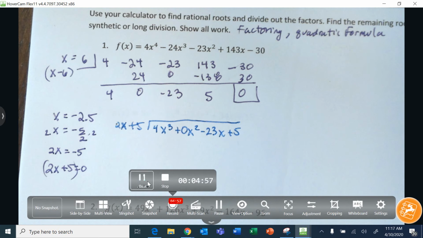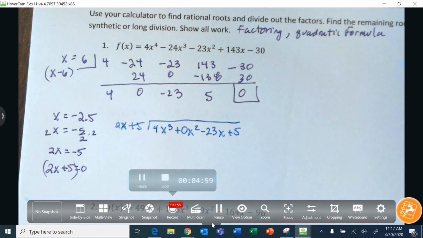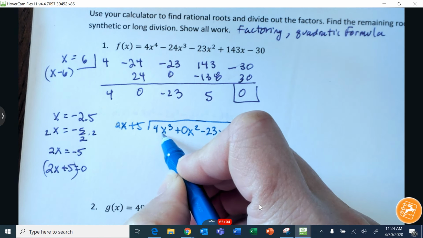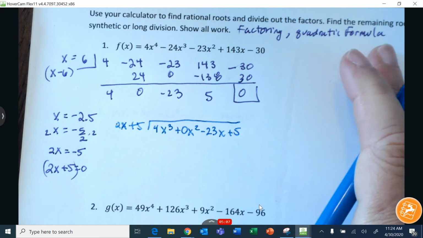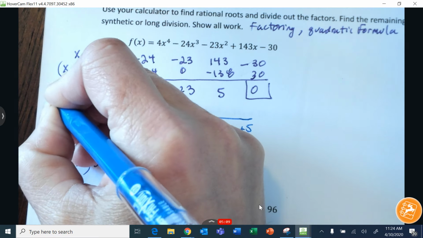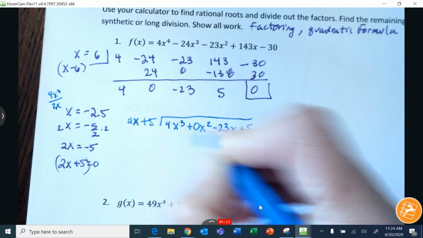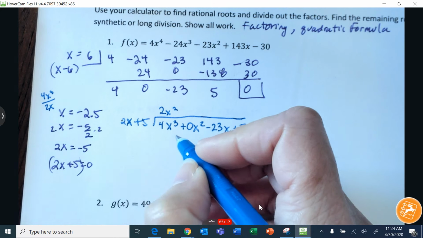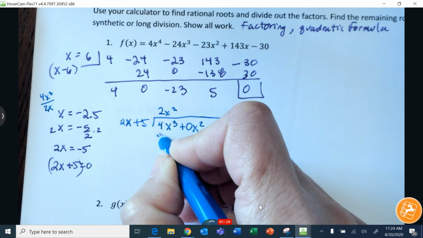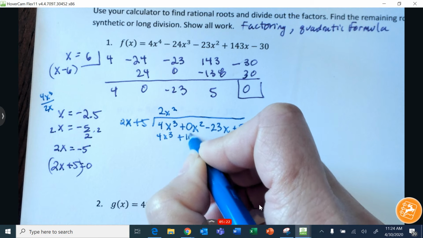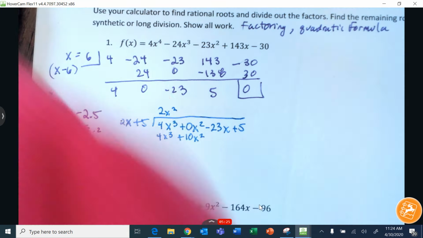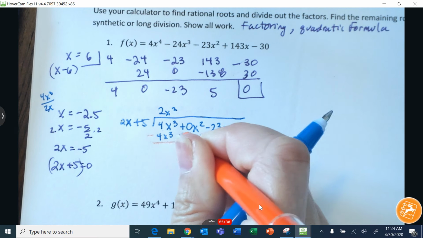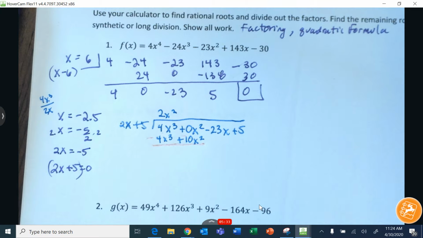All right, so we're going to divide 2x into 4x cubed. And again, if you can't do that mentally, you just go off to the side of the paper and go 4x cubed divided by 2x and reduce it. So that's going to be 2x squared. We're going to multiply that: 4x cubed plus 10x squared. I'm going to draw the line and change the signs. This might need a different color.